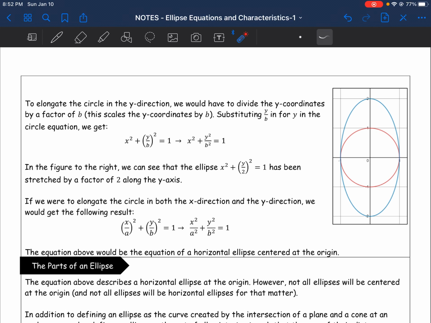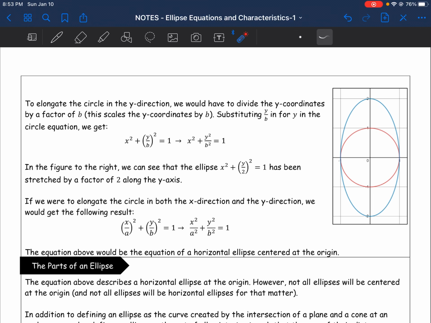And notice that it is simply stretching vertically by a scale factor of 2. Okay? Now, as mentioned earlier, we can elongate circles in both the x direction and the y direction. We would just have to pick a scale factor a and a scale factor b for each x and y direction that we want to stretch by, and plug it into that simple circle equation we've been referencing. Okay. Now, this particular equation, if A is bigger than B, would give us a horizontal ellipse centered at the origin.